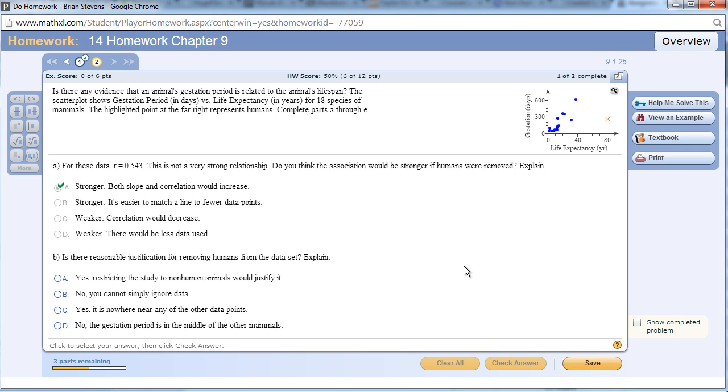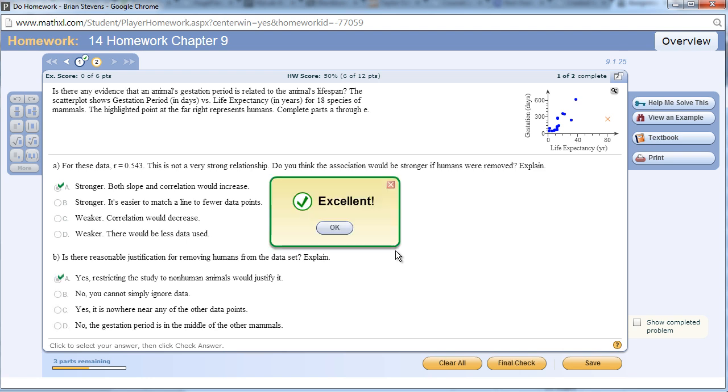Going on to the next, is there reasonable justification to remove humans? Well, there's a whole bunch of animals here, so yeah, we can go ahead and remove them and just leave it to what we consider animals. Everyone says, well, humans are an animal, but let's go ahead and just put it to animals other than humans.